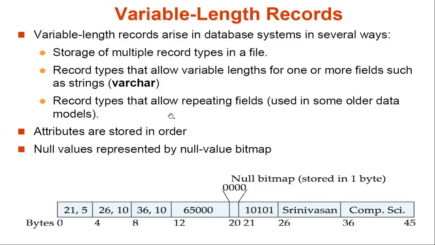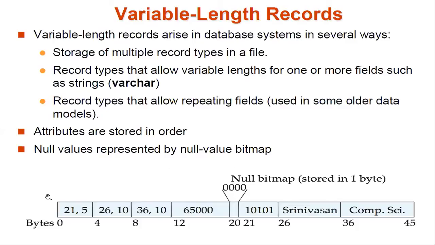Then there are record types that allow repeating fields. Practically, nowadays we are not using it. In olden days, you could have a repeated field or repeated column in a table, but now it is not in practice. Even so, if you are using very old databases, you can avail of this variable length record. Here the attributes are stored in order and null values are represented by a null value bitmap.